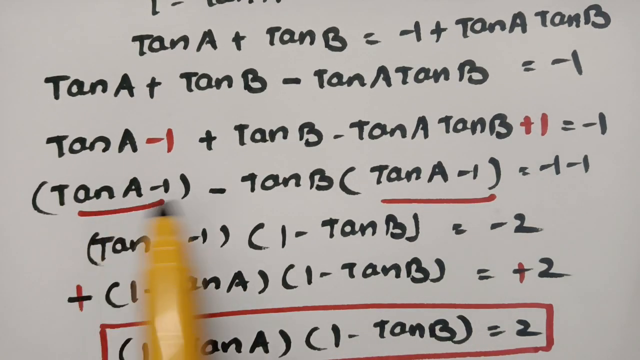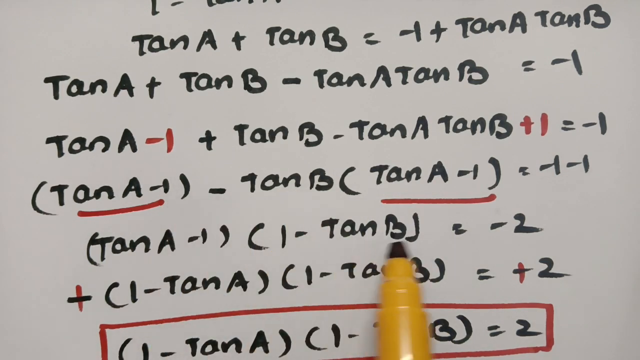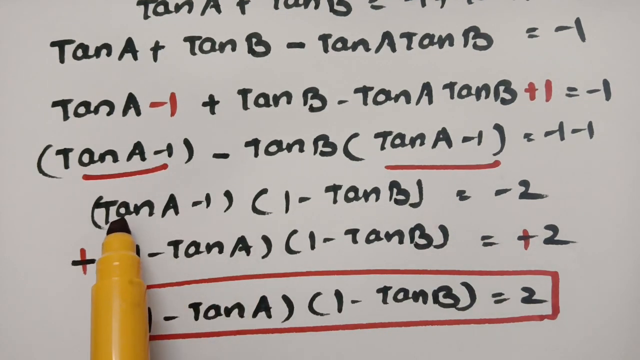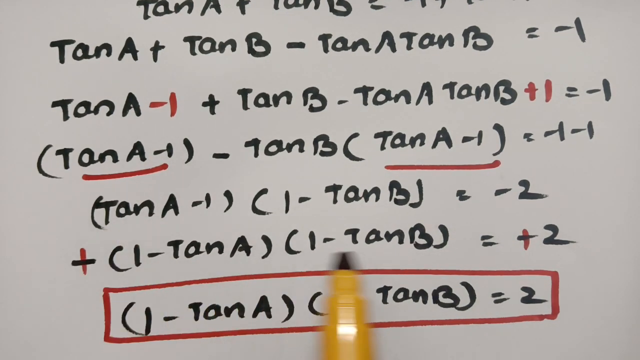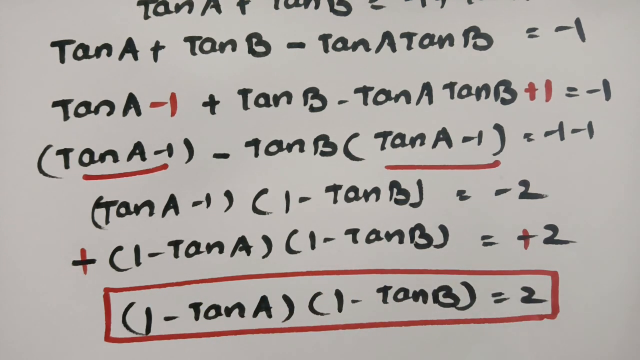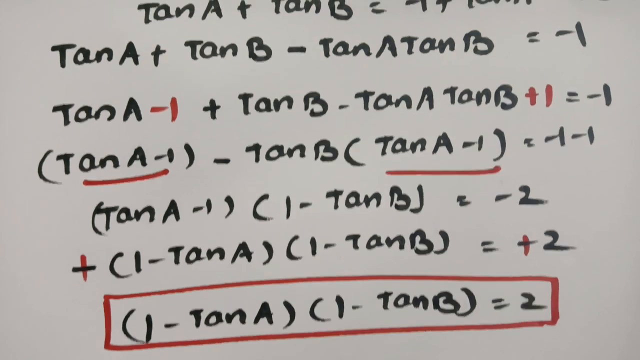If I take tan A minus 1 common, then this will be 1 minus tan B is equal to minus 2. If I take minus common, this will be 1 minus tan A into 1 minus tan B is equal to minus 2. After cancelling the negative sign on both sides, I got the answer as 1 minus tan A into 1 minus tan B is equal to 2. So this is what was asked to prove.